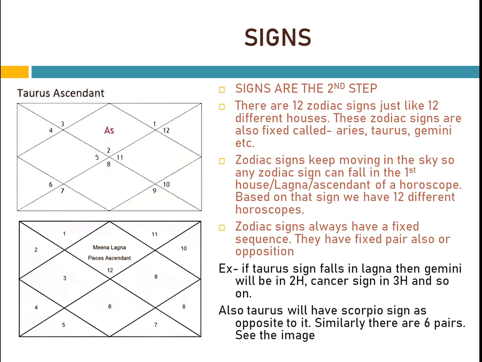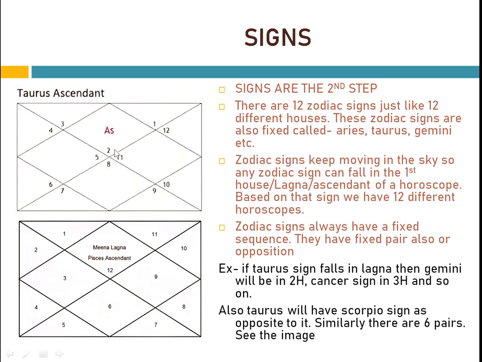So ultimately there will be 12 different horoscopes in which these zodiac signs will sit. These zodiac signs have a fixed sequence. Suppose here in the Lagna, the Taurus sign is sitting. So in the next house the Gemini sign will come, then in the next house the Cancer sign will come. Similarly, the order is followed. So this is fixed.